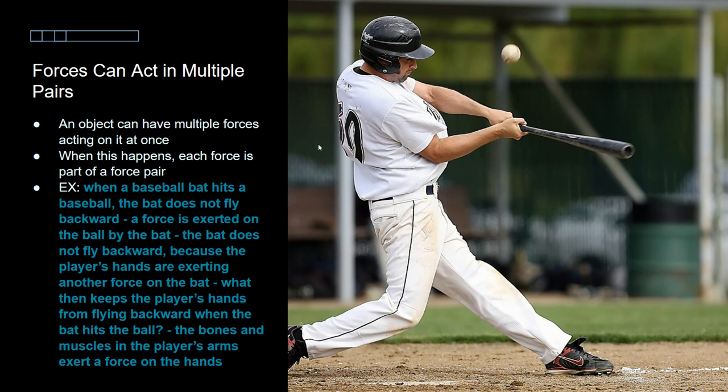A force is exerted on the ball by the bat. The bat does not fly backward because the player's hands are exerting another force on the bat. What then keeps the player's hands from flying backwards when the bat hits the ball? The bones and the muscles in the player's arms exert a force on the hands. Okay, so there's like this chain reaction.